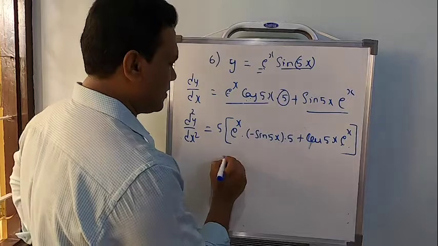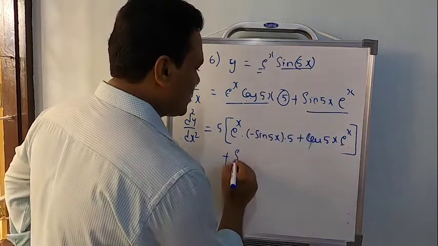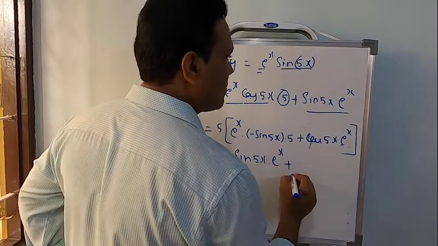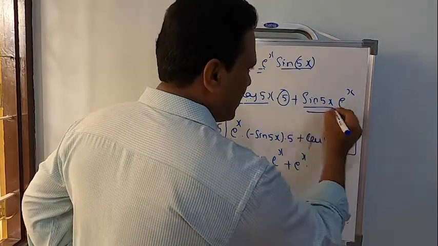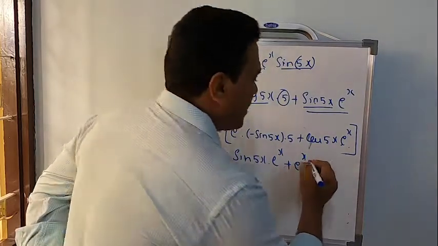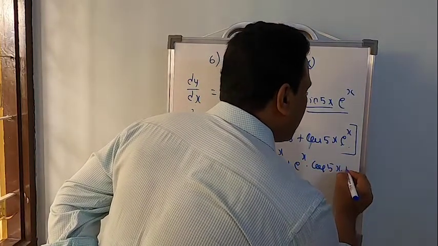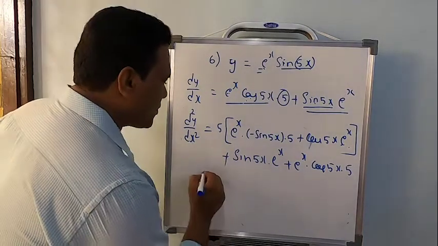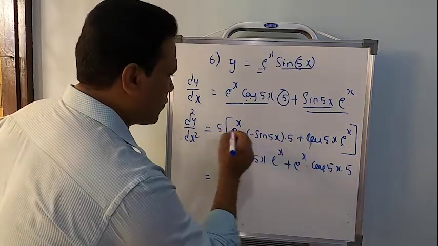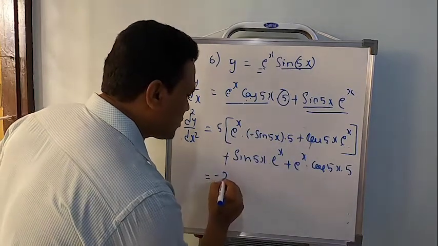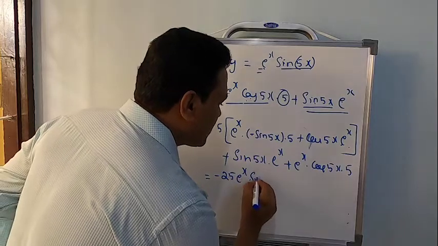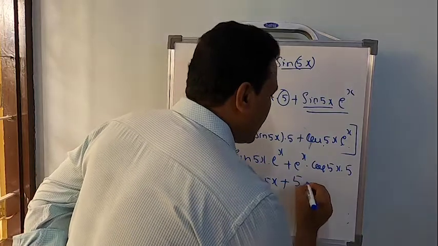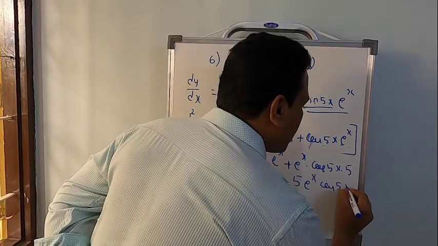Now let's go for this plus. Again product rule for this. Sine 5x multiplied by derivative of e power x, which will be e power x, plus e power x multiplied by derivative of sine 5x. Derivative of sine 5x is cos 5x multiplied by 5. The rest is to multiply everything and simplify. So let me go for 5 into 5, 25. There is a minus sign. So minus 25 e power x multiplied by sine 5x, plus 5 has to be multiplied for this also, 5 e power x multiplied by cos 5x.